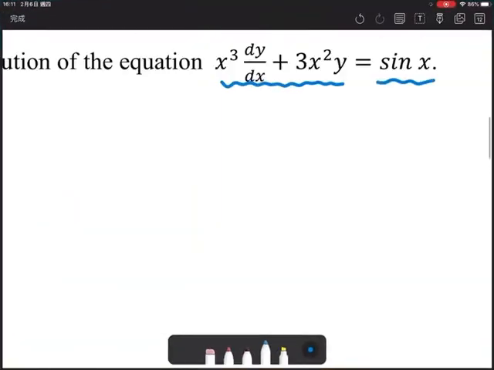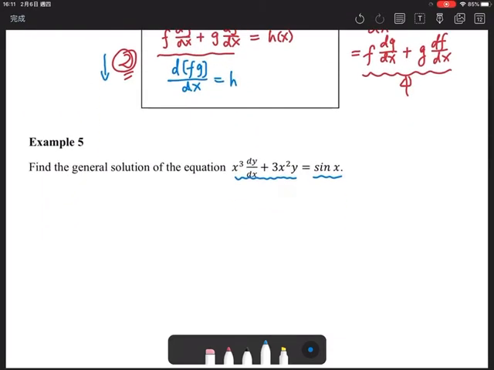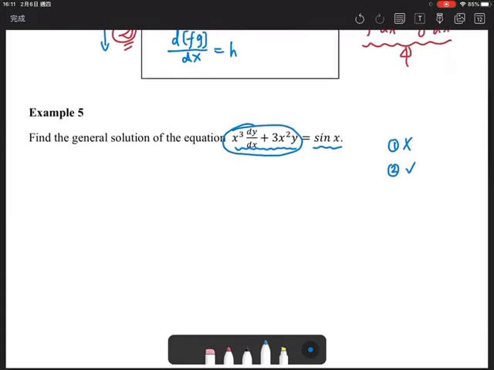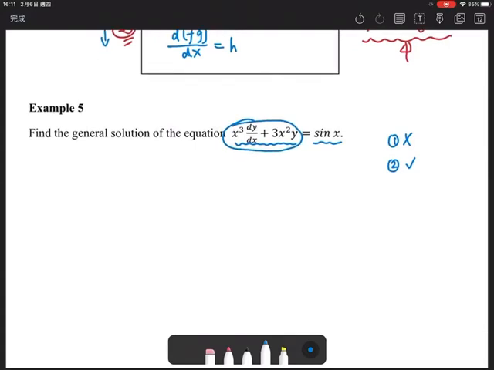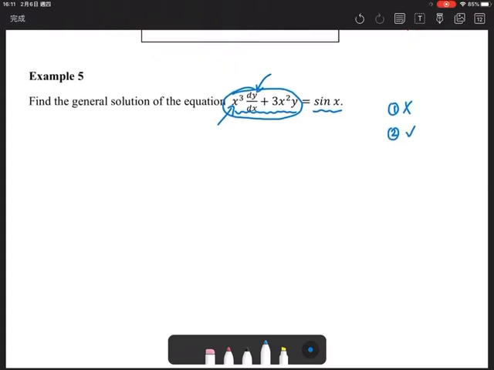Okay, so for type 1, we cannot use the method, and we have to choose type 2. Okay, so let's check whether the left hand side can be written as the derivative of a product of two functions. So of course yes, obviously x cubed is one function and y is the other function, right? So these two functions will be x cubed and y.